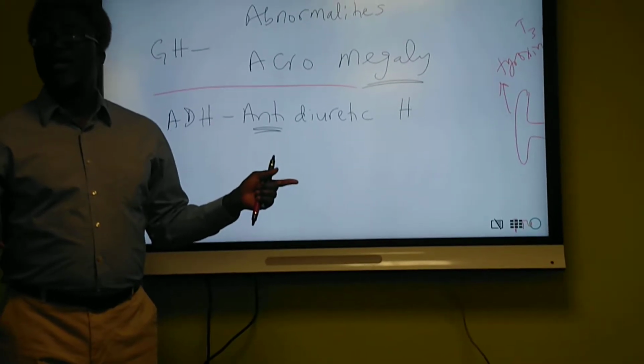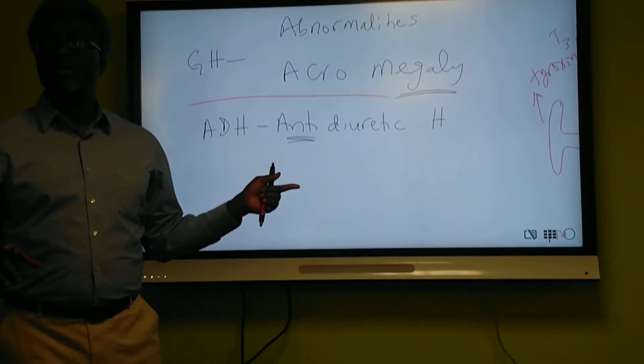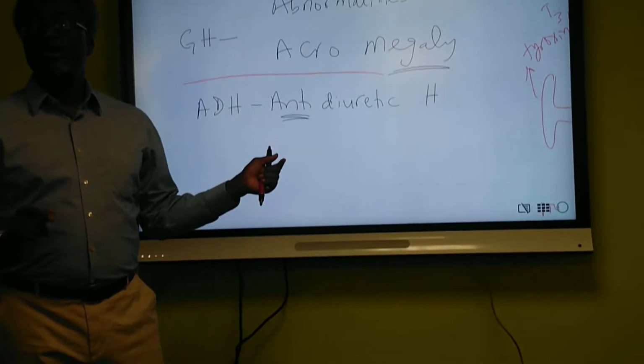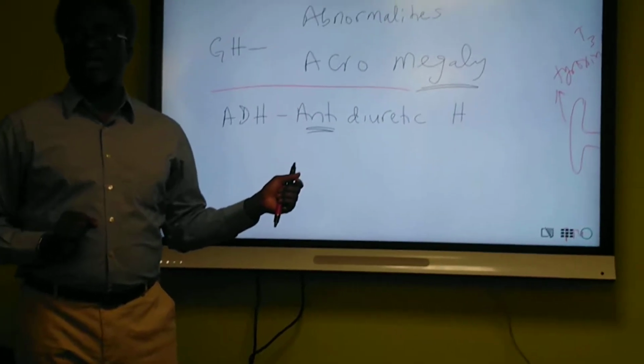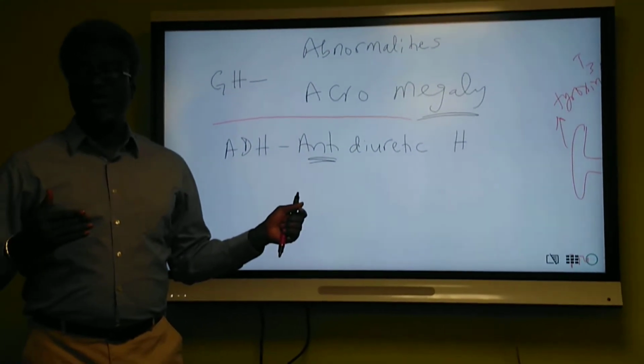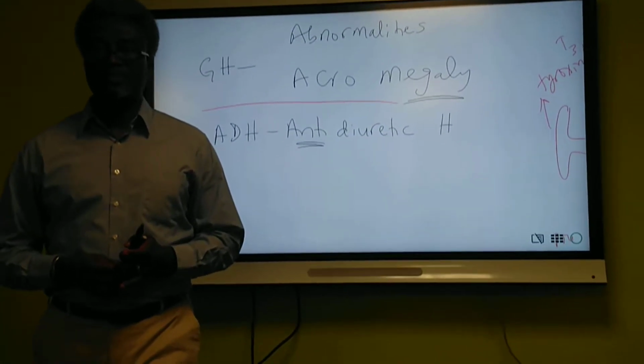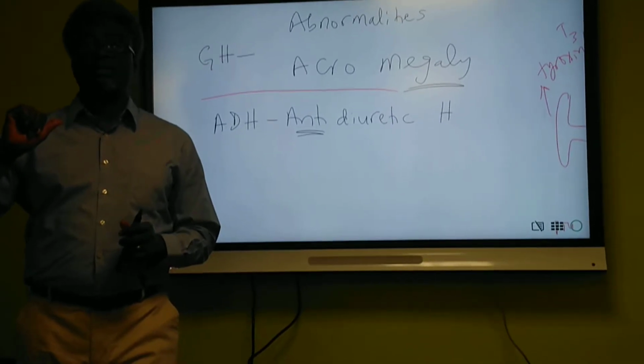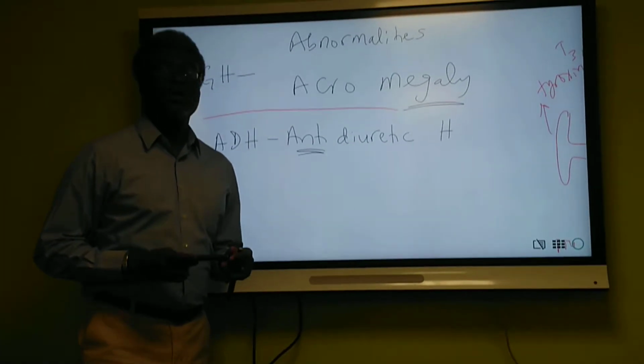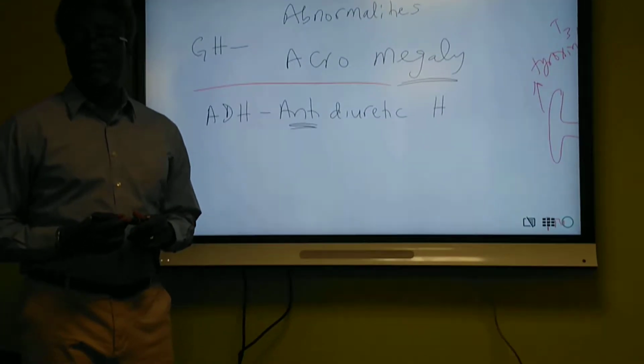Therefore, if this hormone is not there, you're going to pee like a fire hydrant. Now, if a person is losing a lot of water, that means they're going to also be very thirsty. So they're going to drink a lot. This condition is called diabetes insipidus.